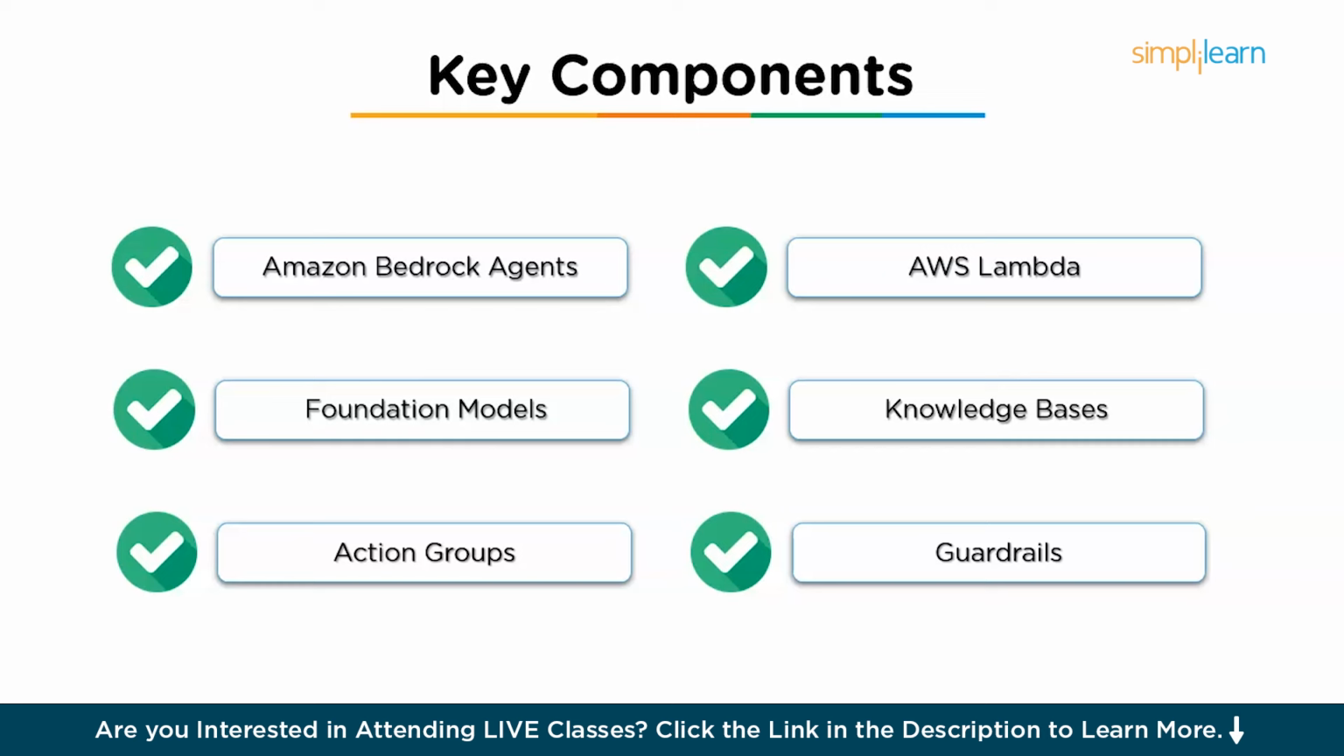Fifth, we have knowledge bases for data retrieval. A knowledge base helps an agent retrieve factual information from structured databases, FAQs, or documents. And finally, we have guardrails for AI safety and compliance. Guardrails ensure the agent's responses remain safe, ethical, and appropriate by filtering out harmful, sensitive, or restricted content.